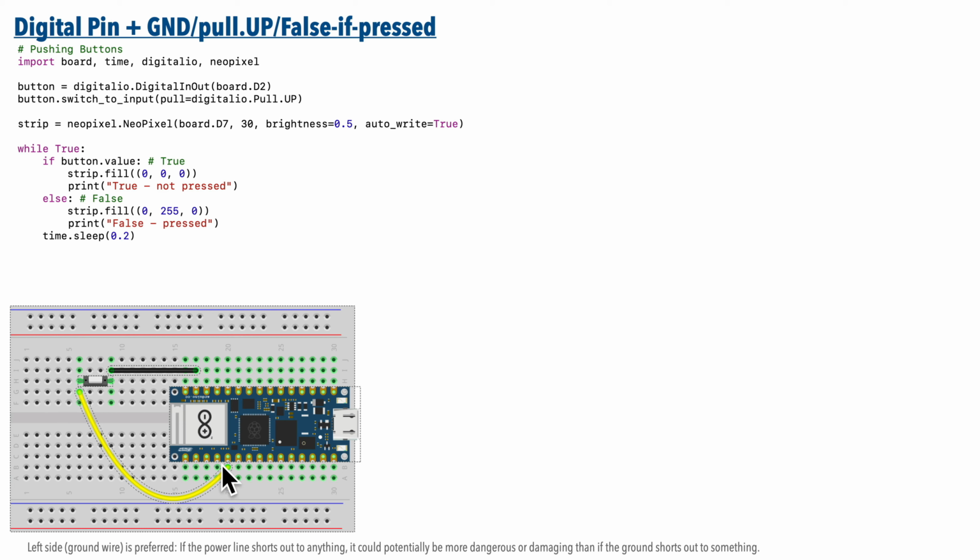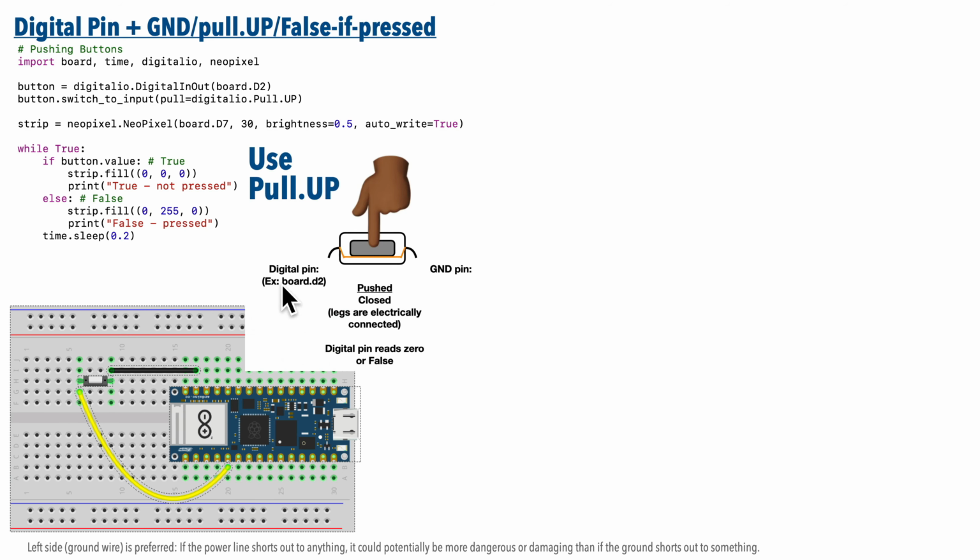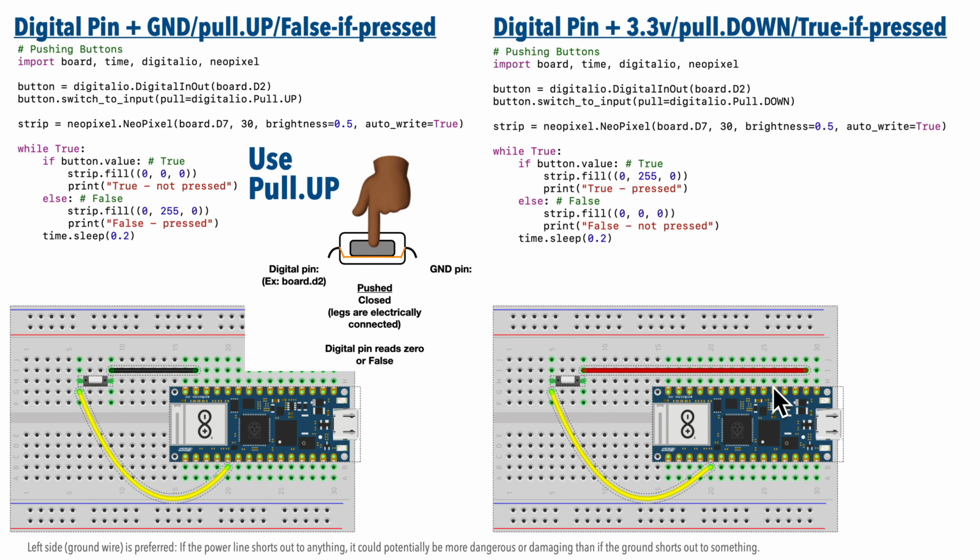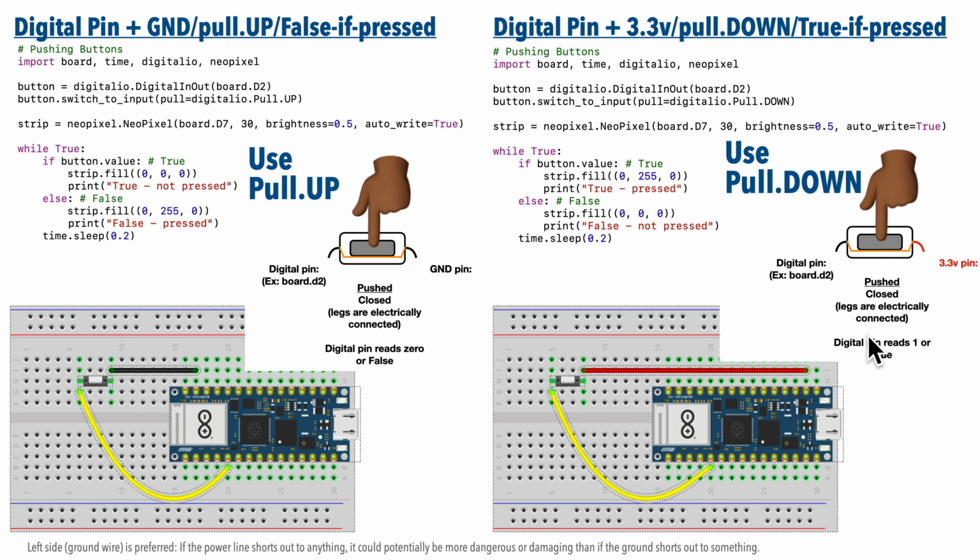We're using a digital pin and a ground wire, and the ground pin reads accurately as false when the button is pressed. So we need to pull up that floating digital pin value so that the opposite of our accurate ground reading is going to be up or high or true. But it is possible to, instead of using a ground wire, use a power wire, wiring the non-digital leg of our button to the 3.3 volt power pin on our board. Now, if we do that, the power pin makes the high state true when the button is pressed.